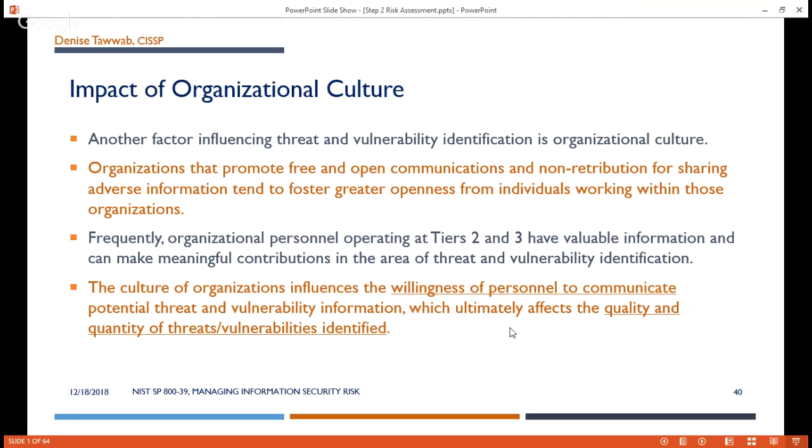So, if your organization punishes people for telling the truth and putting things on the table, then you're gonna miss some threat and vulnerability information just because people may be afraid to talk about the things within your organization that makes you vulnerable to attack.